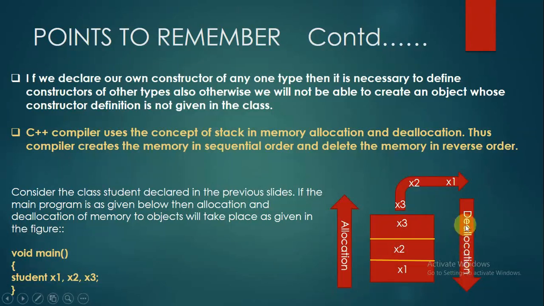But the deallocation is done in the reverse order. It means when the program ends, the memory which is allocated to them will be deallocated. So the memory of x3 will be deallocated first, then x2 and then x1. So this is always in the reverse order.